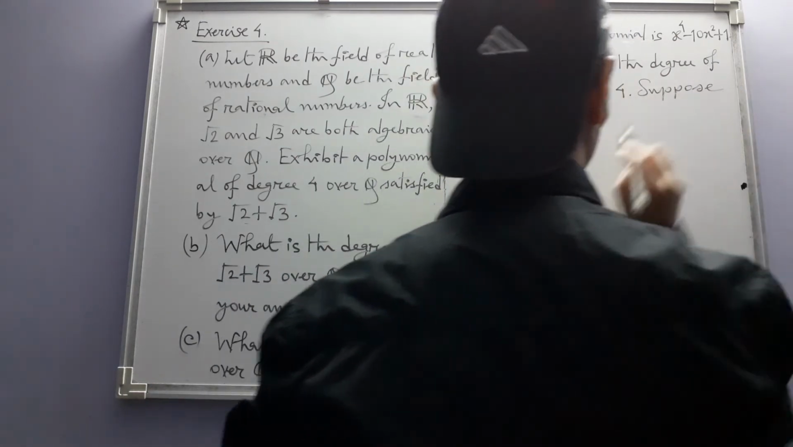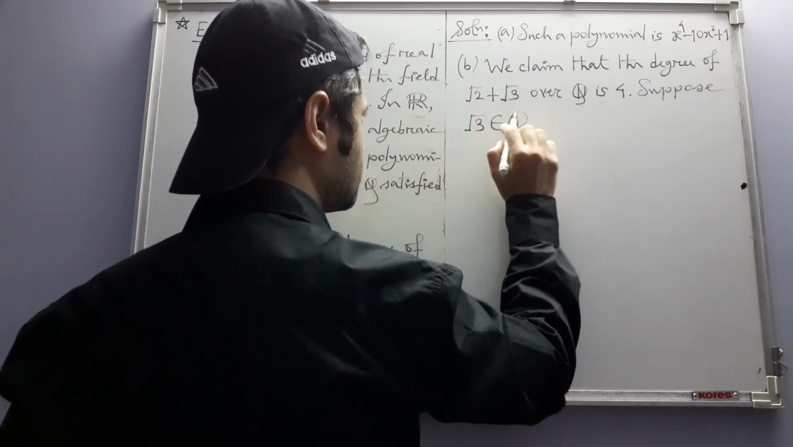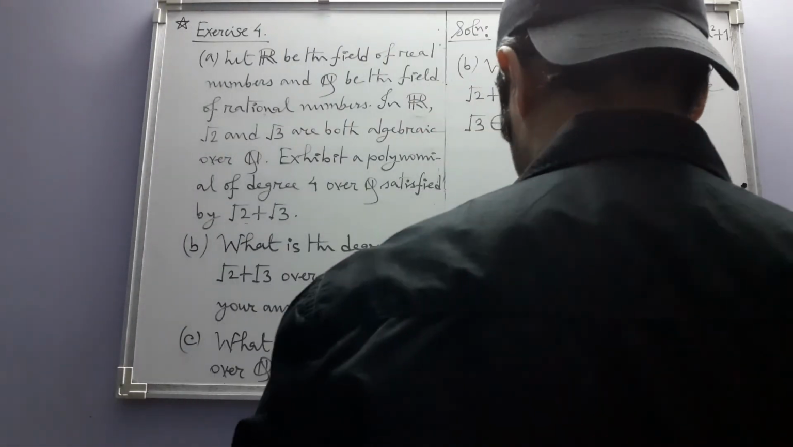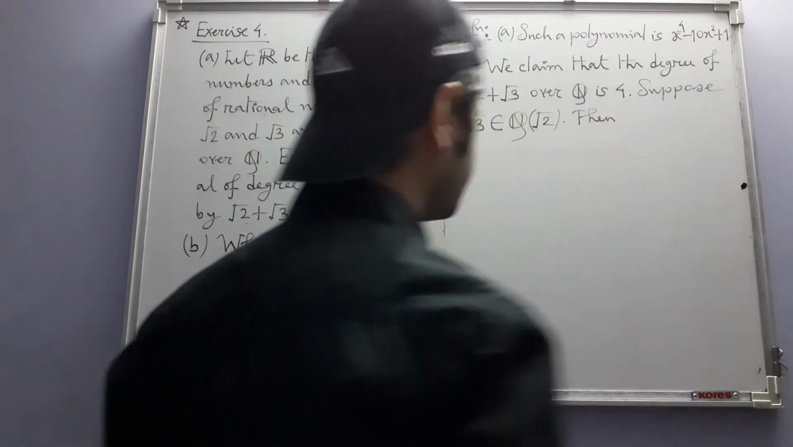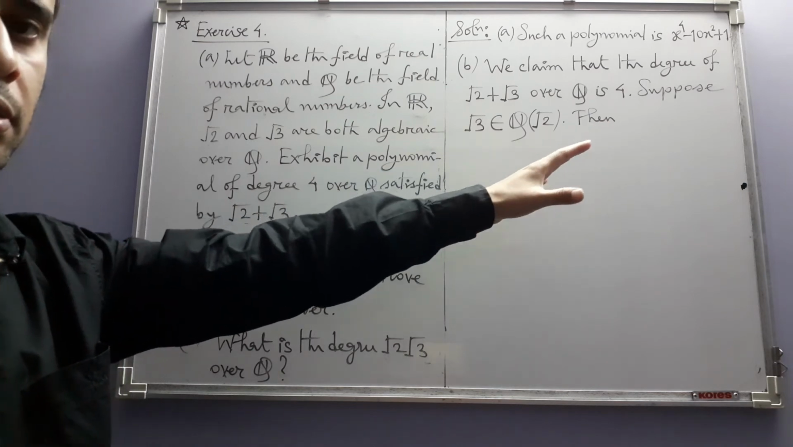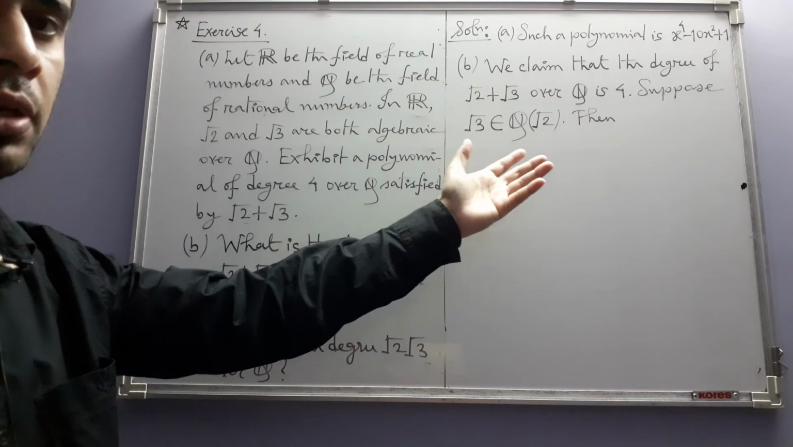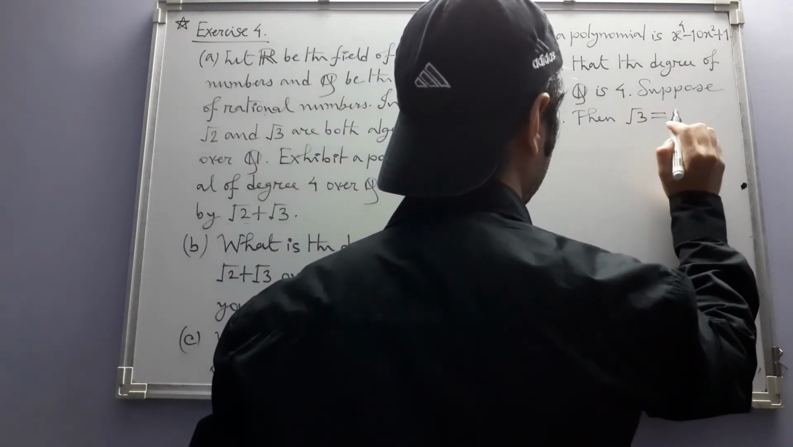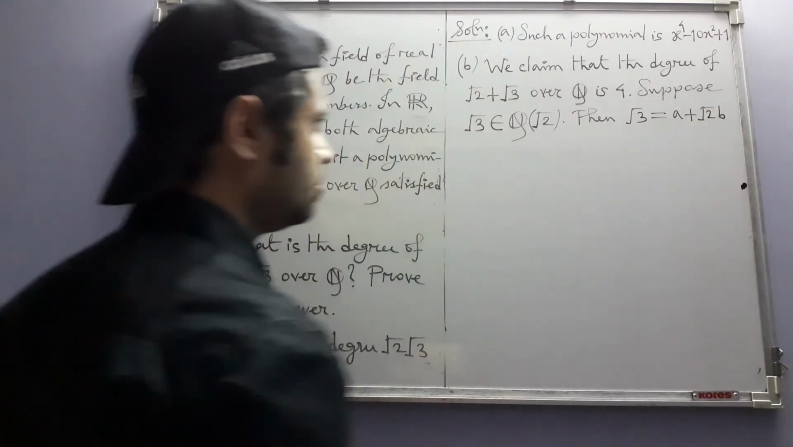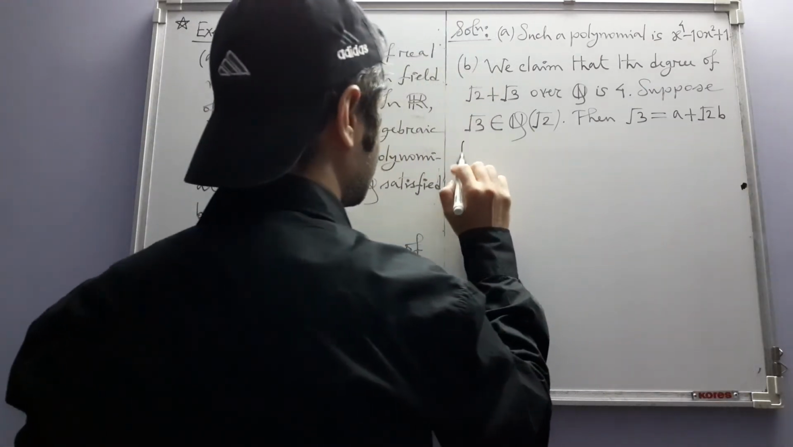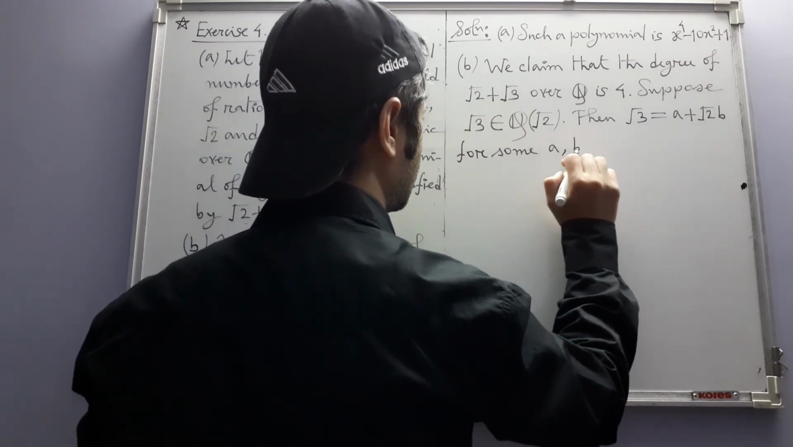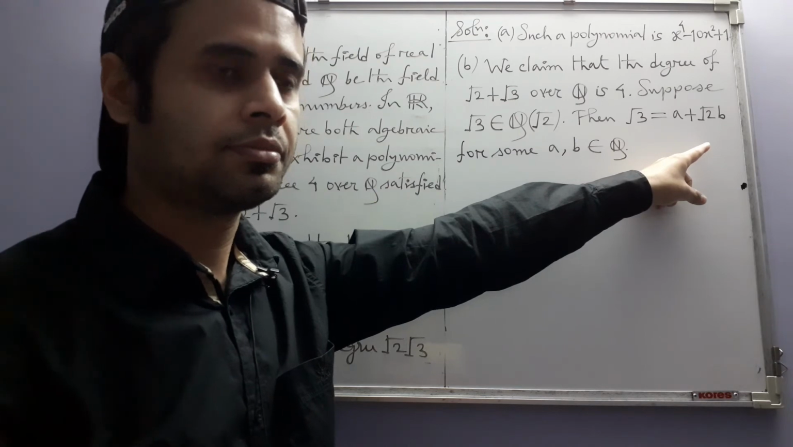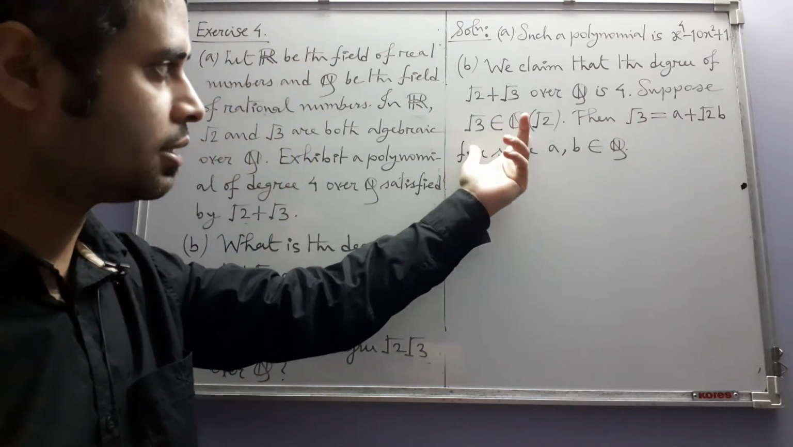Suppose square root of 3 belongs to the extension obtained by adjoining root 2 to Q. Suppose, then I am going to write root 3 in a particular form in terms of root 2 and coefficients in terms of rational numbers. That is, I am going to write root 3 equal to a plus root 2 b for some rational numbers a and b. The question is, how are we writing this?